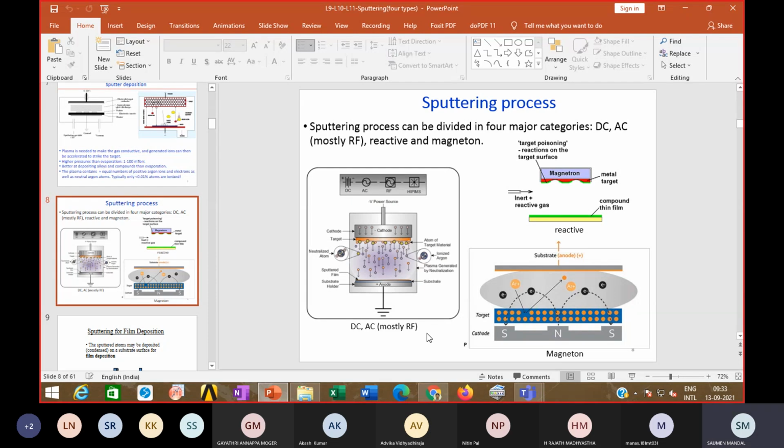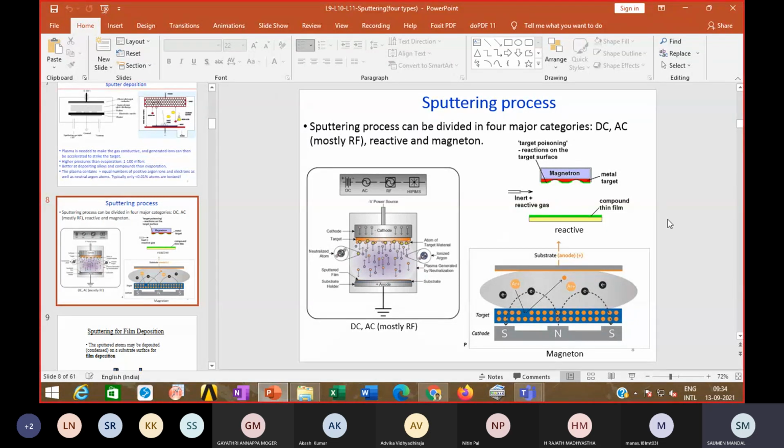But in the case of oxides or halides, metal halides, mostly oxides or sulfides, different kinds of atoms are there. So in that case, AC is more preferable. In AC, I'll talk about the advantages of why AC is used. An AC pulse will be applied in between the cathode and anode.